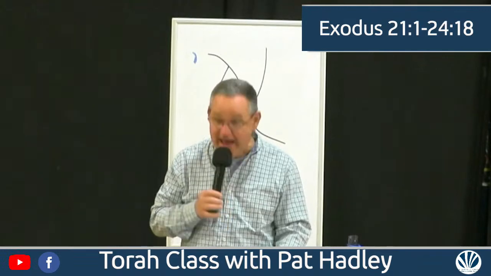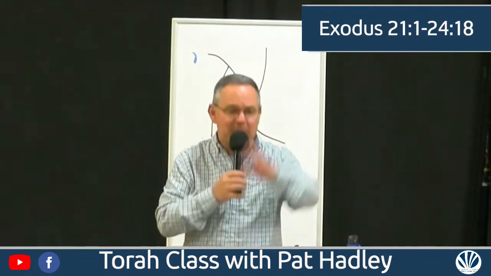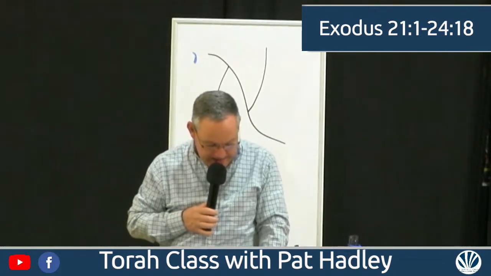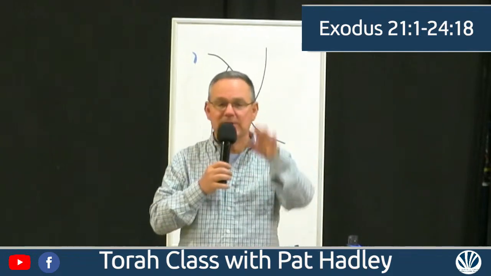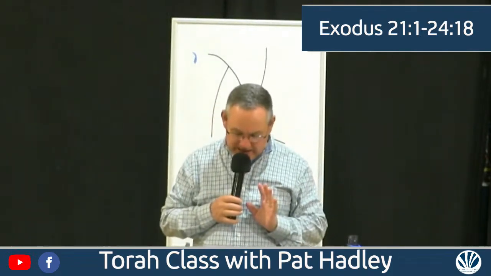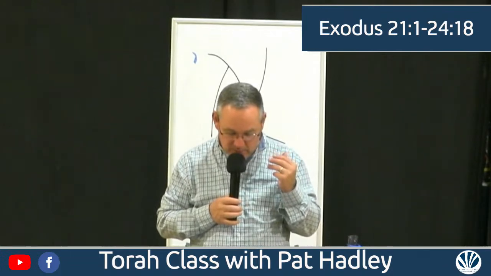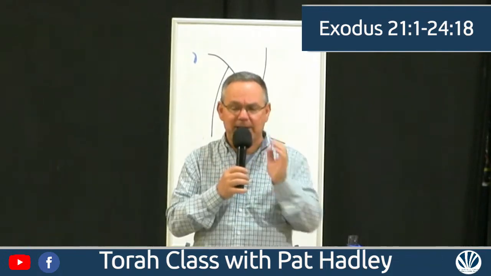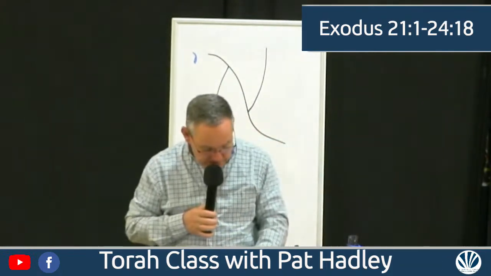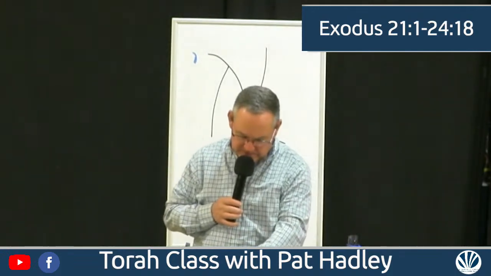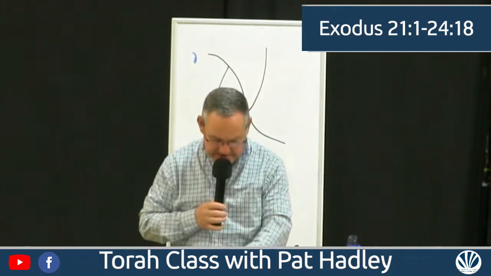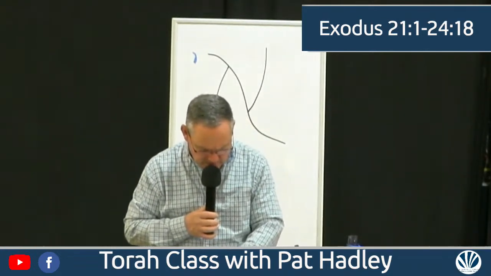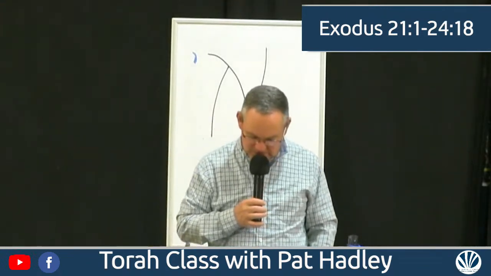Now, last, we have this ceremony that happens, where Moses takes this book of the covenant and reads it out loud so that the people can hear it, and they all respond, "Everything that Adonai has spoken, we will do and obey." And Moses took the blood, sprinkled it on the people, and said, "This is the blood of the covenant which Adonai has made with you in accordance with all these words."